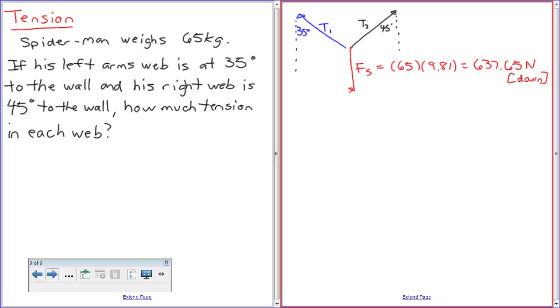Okay, so I have to add those two vectors together to get a vector up to balance 637.65. Are we all okay on the logic for that? Okay. So I'm going to add T1 to T2, and that is going to equal a vector of 637.65 newtons up.